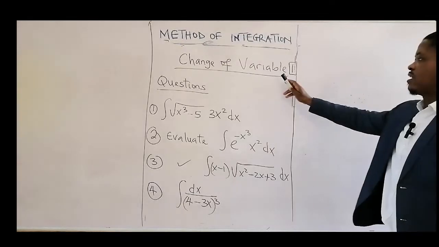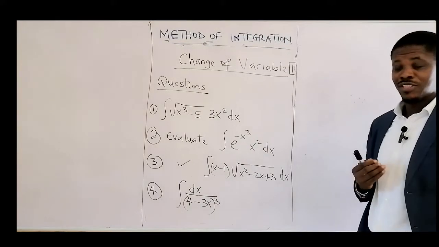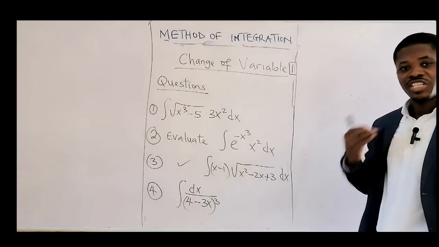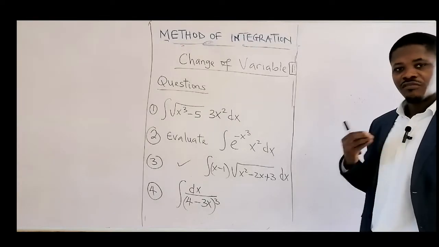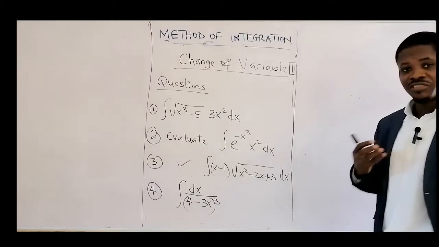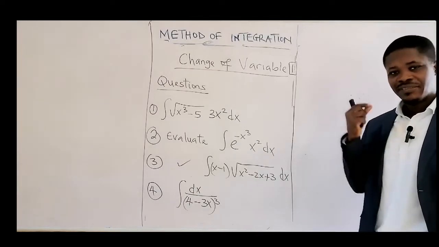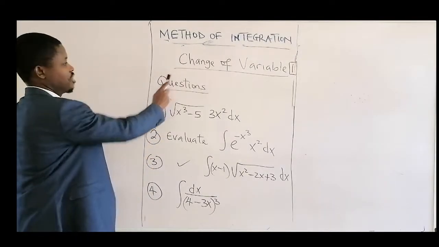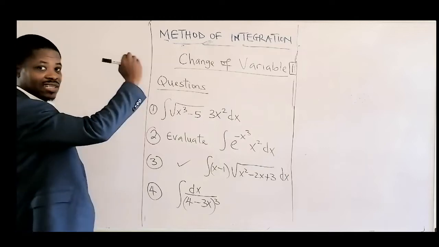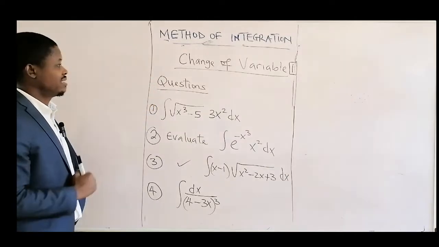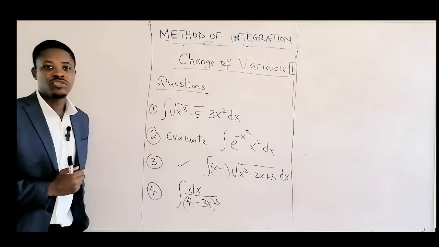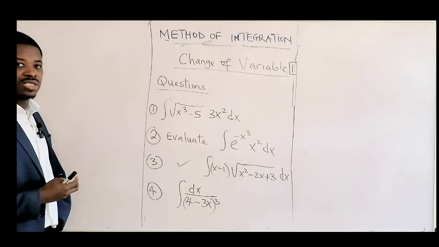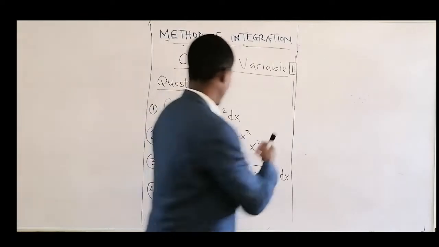Yeah, we're looking at another method of integration, which is change of variable. Change of variable is another method in integration to solve for the independent variable. We're looking at change of variable, part one, and this is used to change the independent variable. Let's look at the questions we have here.